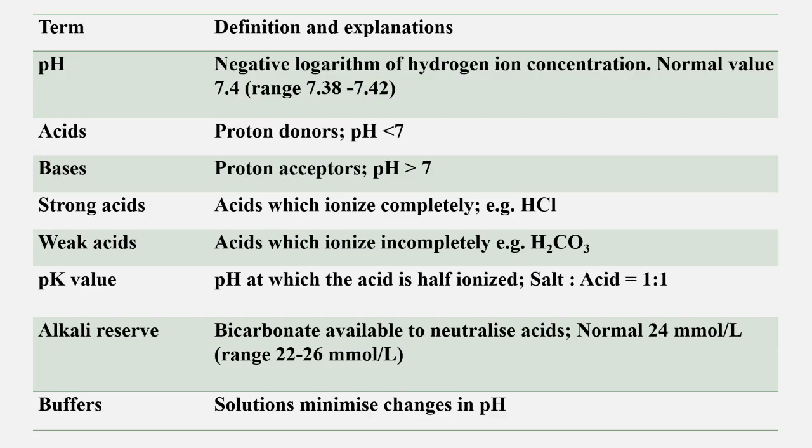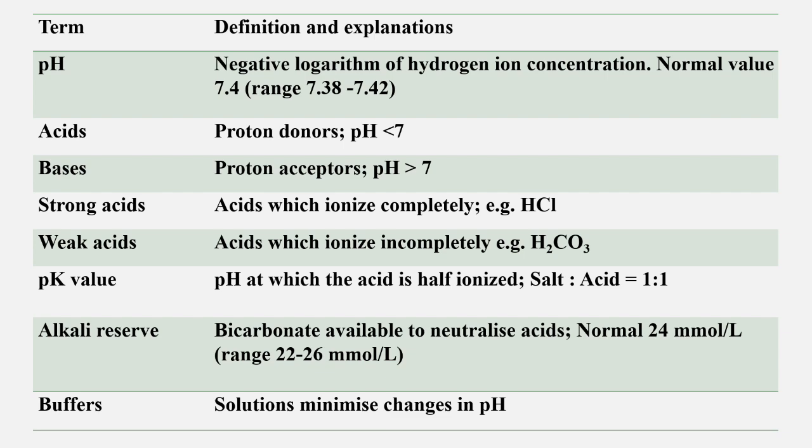Next, these are the topics: pH, acids, bases, strong acids, weak acids, pK value, alkali reserve, and buffers. What is pH? pH is the negative logarithm of hydrogen ion concentration. Normal blood pH is 7.4, with a range of 7.38 to 7.42. Acids donate protons and have pH less than 7. Bases accept protons and have pH greater than 7.